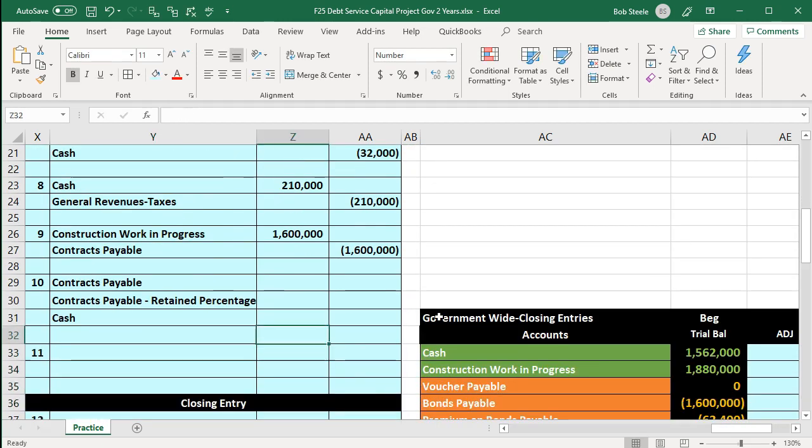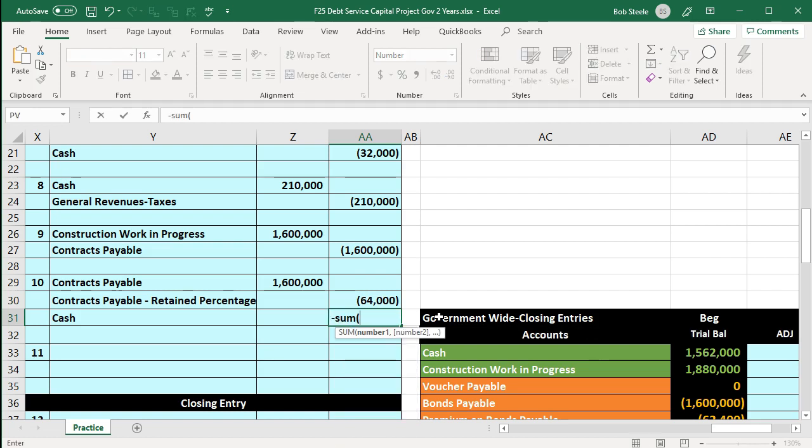So there's our transaction. So we're going to pick up the contracts payable is going to go down by the full $1,600,000. Then we're going to keep 4% of it. So I'm going to say we're going to increase the payable for the retained portion. I'm going to calculate it as negative to flip the sign of that number times 4%, 0.04. There we have that. And then the difference between the two is how much we're going to pay the contractor.